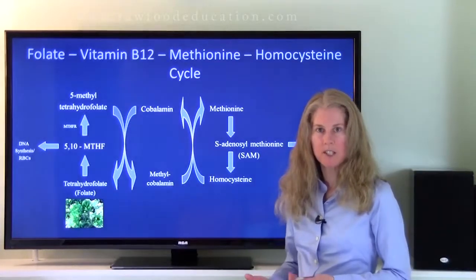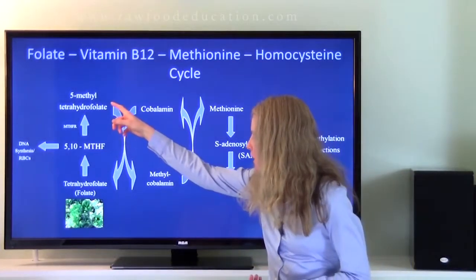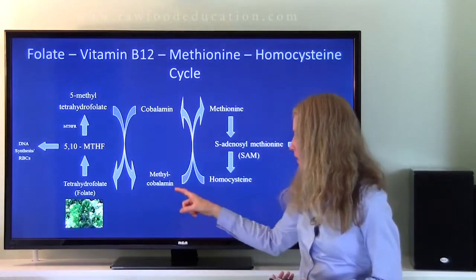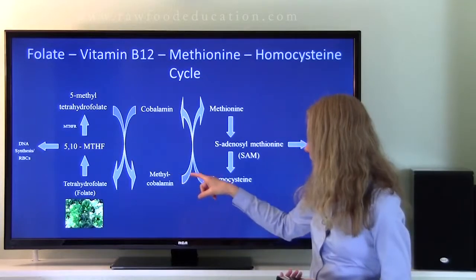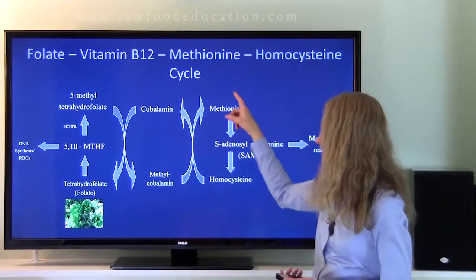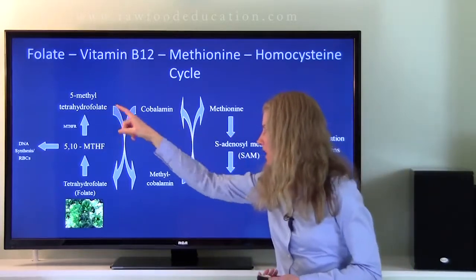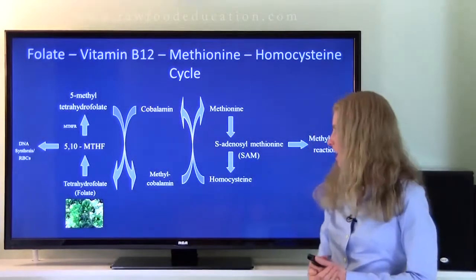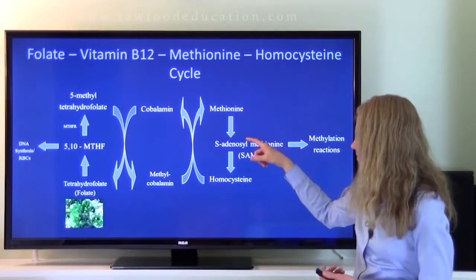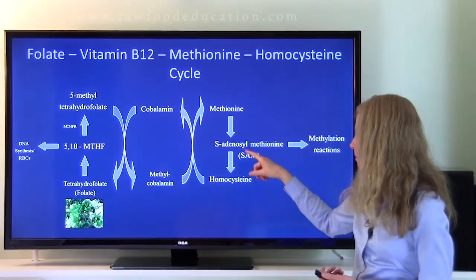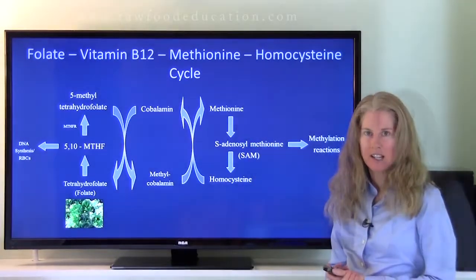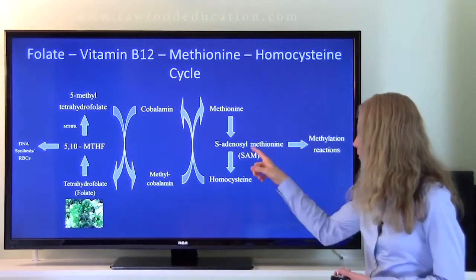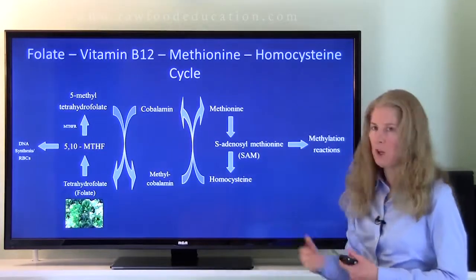So to summarize what we have seen so far, the methyl group starts up here with 5-methyl tetrahydrofolate. It's then transferred to cobalamin to form methylcobalamin, and then it is transferred to homocysteine to form methionine. So the methyl group starts here, then it comes down here, and now it's up here in the form of methionine. And what happens after that is that methionine is converted into SAM, also known as S-adenosyl methionine. The methyl group then is transferred into other methylation reactions, and when SAM loses that methyl group, it becomes homocysteine.